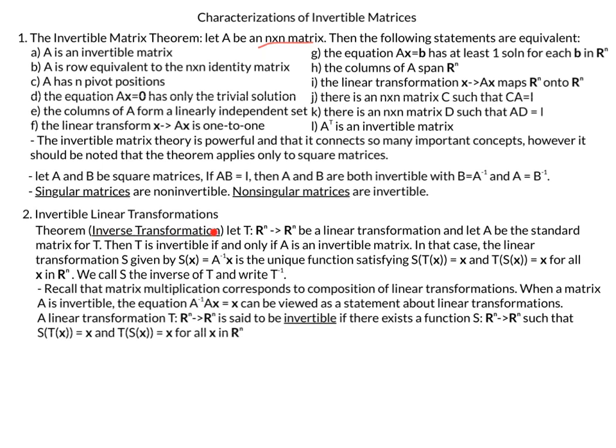And we have this theorem here. Let T go from Rn to Rn be a linear transformation, and let A be the standard matrix for T. Then T is invertible if and only if A is an invertible matrix. And in that case, the linear transformation S given by S of x equals A inverse of x is the unique function satisfying S of T of x equals x and T of S of x equals x for all x in Rn. And we call S the inverse of T, and we write S equals T inverse.